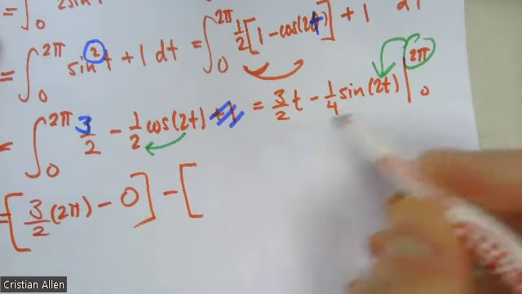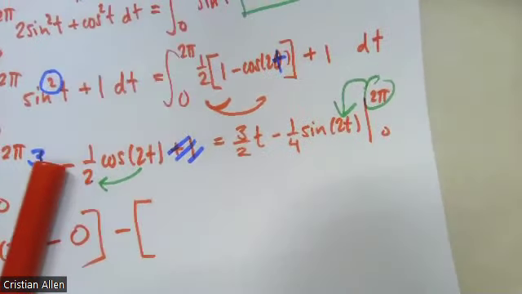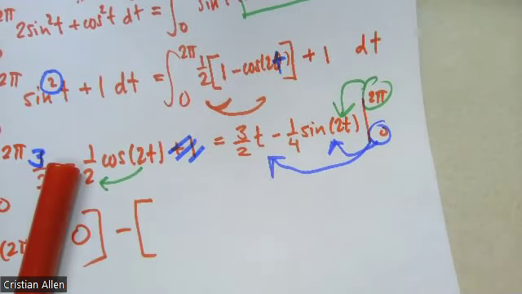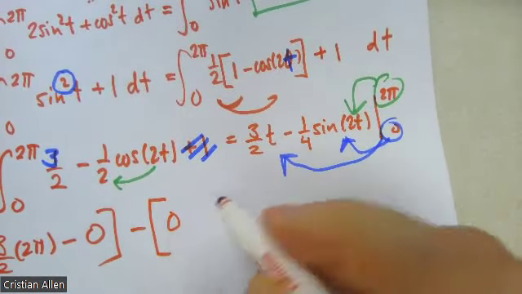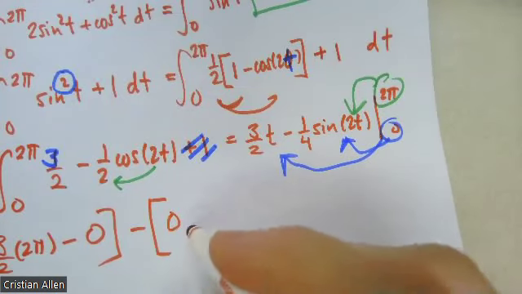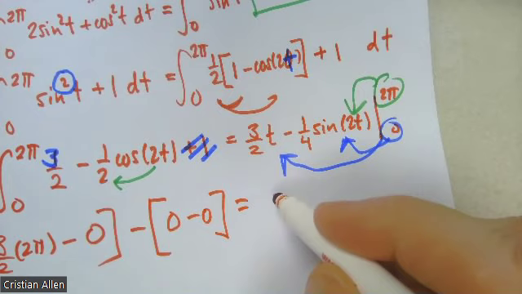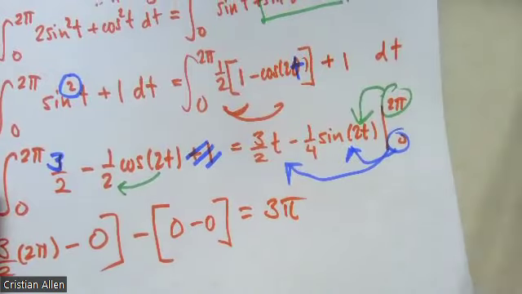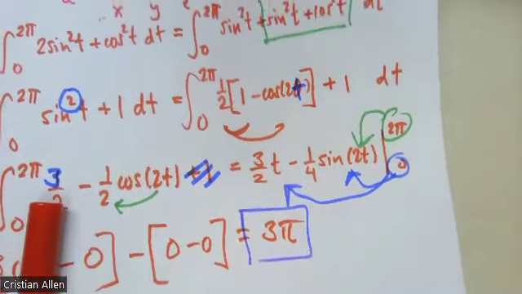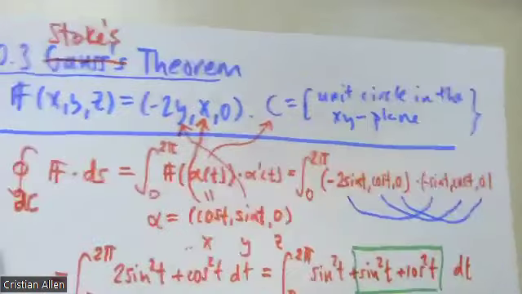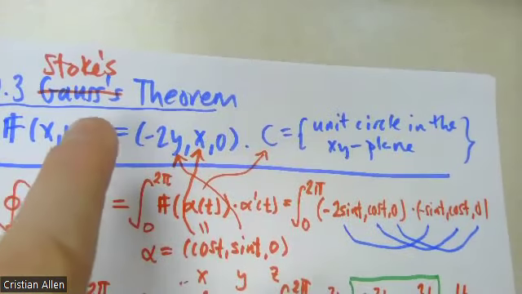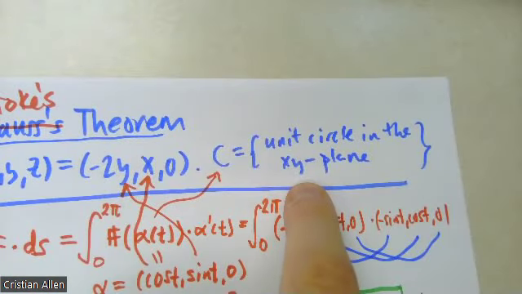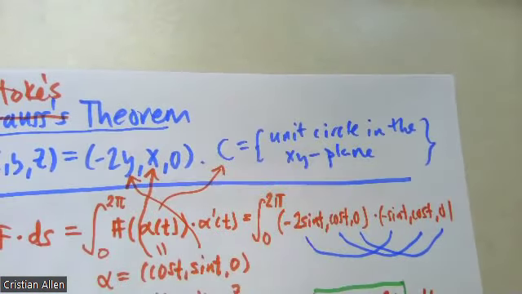And usually students will plug in the 0 and say, hey, that's 0 as well. But be careful with these trig functions, right? Sometimes you plug in the 0 and it's not 0. In this case, sine of 0 is 0. So we're fine. So let's see, we have 3 pi is the answer. 3 pi is the answer of how much work this vector field does around that boundary, the boundary of this shape right here.